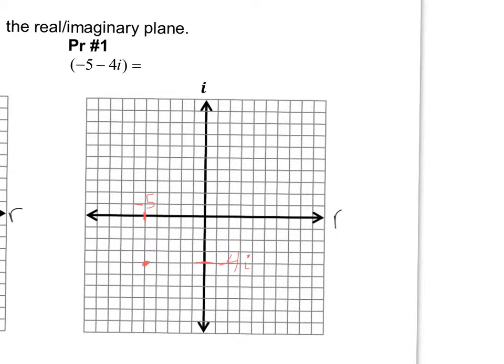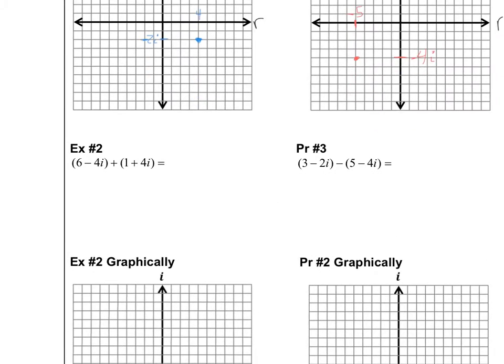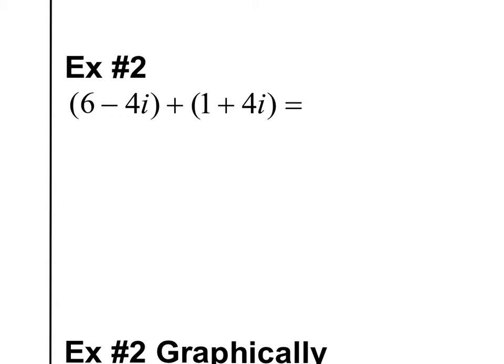All right, so we got negative 5 for the real, so I just went back 5. We got negative 4 for the imaginary, so I just went down 4. And there's my point. Negative 5, negative 4i. That's really all there is to it. Pretty easy stuff. All right, let's talk about example number 2, because here they're actually having us add.